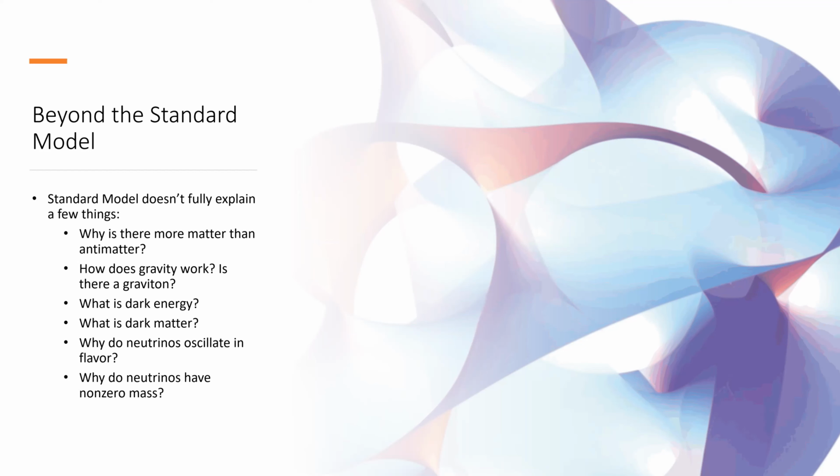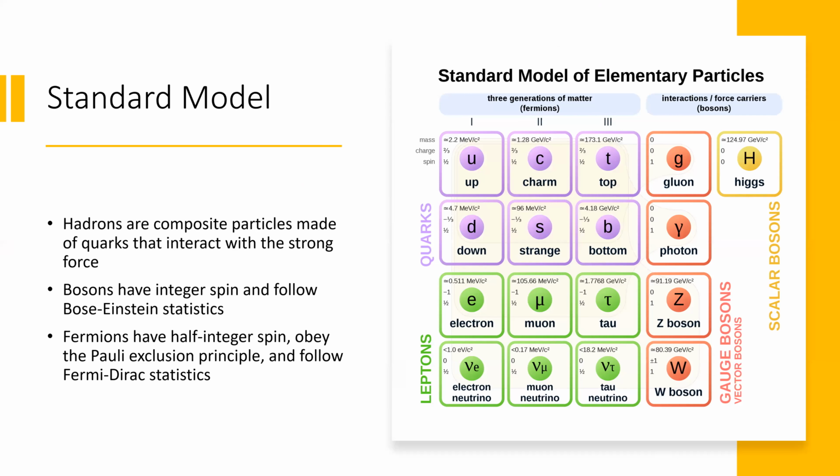Why do neutrinos oscillate in flavor? And why do neutrinos have non-zero mass? If you remember from the picture of the standard model, the neutrinos are the three things on the bottom here. They have non-zero mass, and they can do something called flavor oscillation, which is really cool. Basically, the neutrino can spontaneously change into a different form.